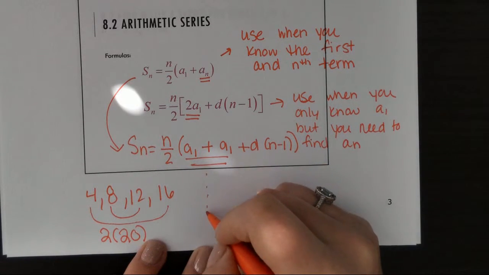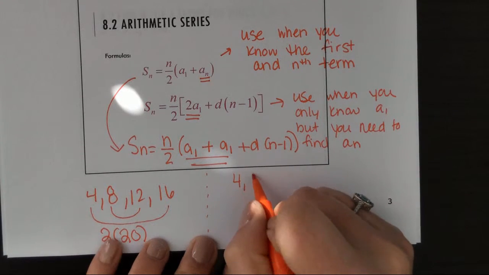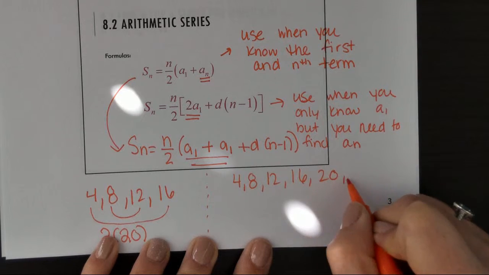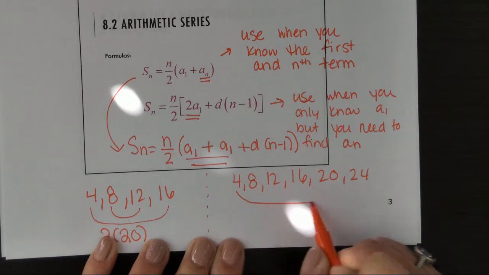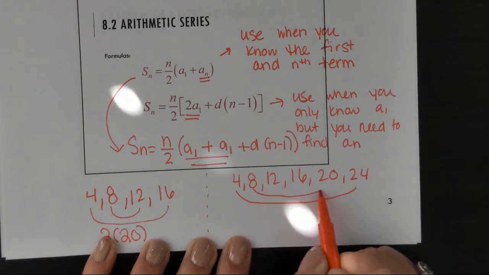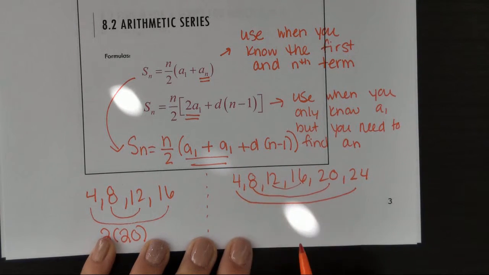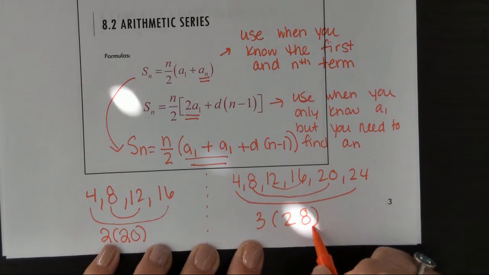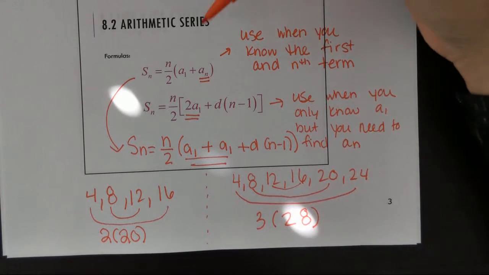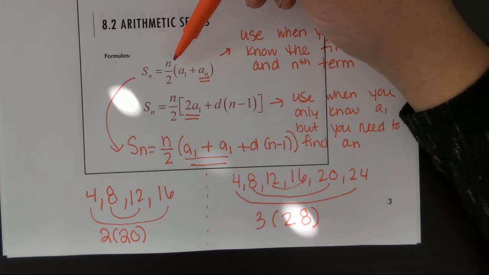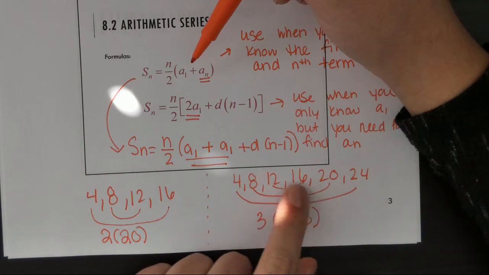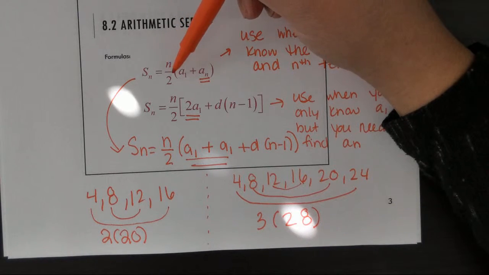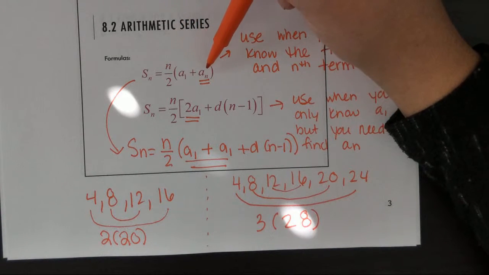Okay, and we can do another example. If we had 4, 8, 12, 16, 20, and 24, I have 1 group of 28, 2 groups of 28, 3 groups of 28. So I'm multiplying 3 by 28. Just relating it up here, I had 6 total terms down here, but I had 3 groupings of them. So that's how we get the n over 2, so it'll be 3, and then multiplying it by the sum of the first and the last term.